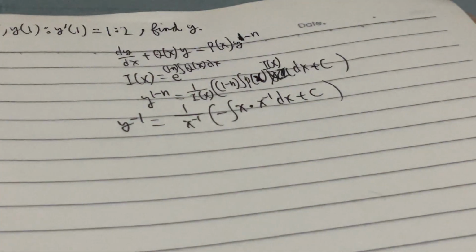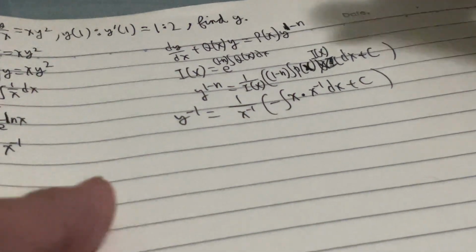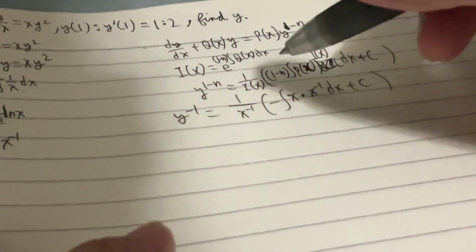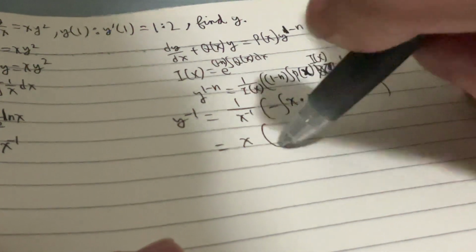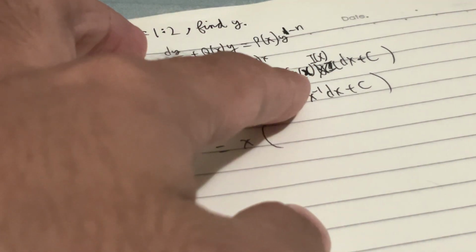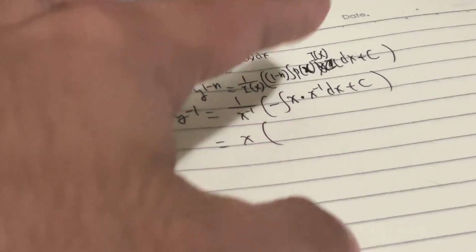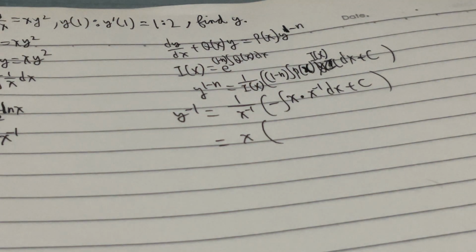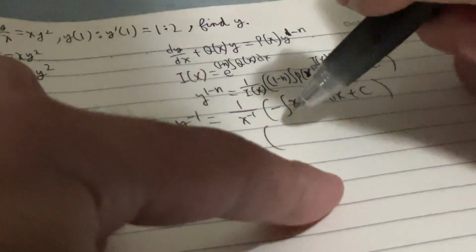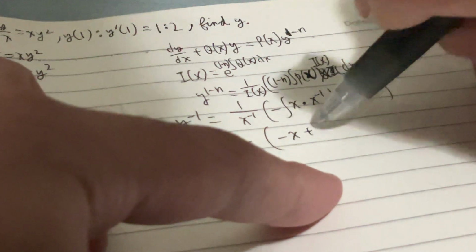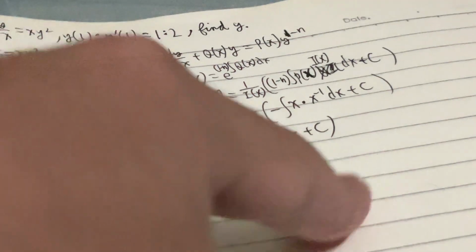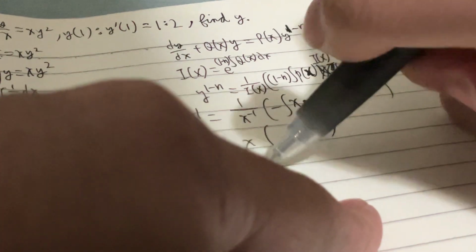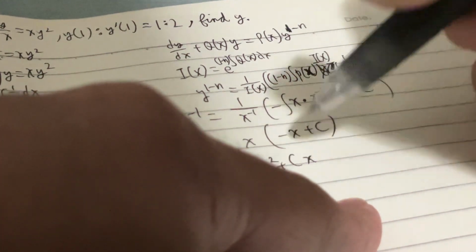like that. And next, we are going to do 1 minus 1 over x to the power of negative 1, you get x here. And then here, x times x to the power of negative 1 is x to the power 0, which is 1 here. Integrating 1, you get x. So you get negative x here, plus c. Then we can expand, you get negative x squared plus cx.